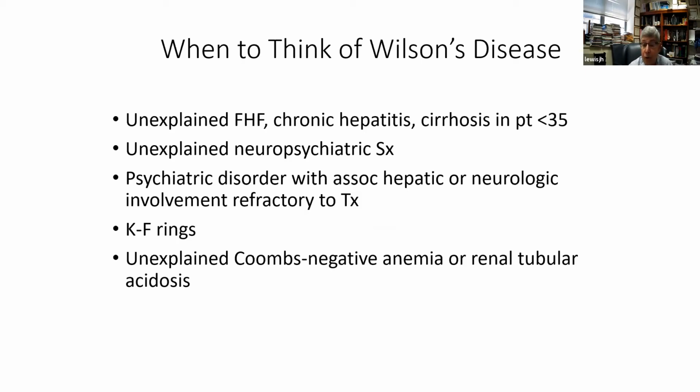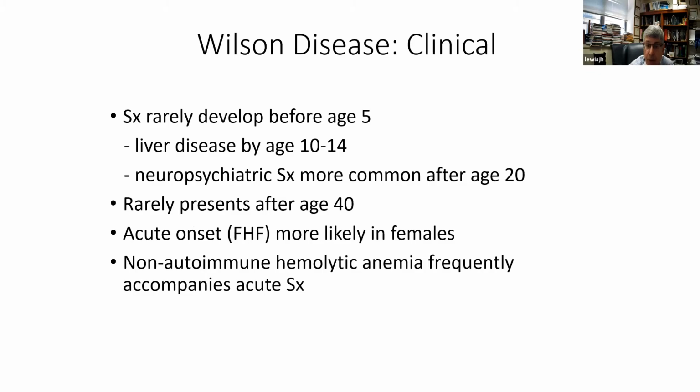If they have neuropsychiatric symptoms, Wilson's should also be thought of. If they go to the eye doctor and they've got Kaiser-Fleischer rings, or unexplained anemia, or renal tubular acidosis from the nephrologist, these are all things that can be Wilson's. Symptoms rarely before the age of 5. They get liver disease early in life. The neuropsychiatric symptoms more commonly in adulthood, rarely presents after age 40, as I said.